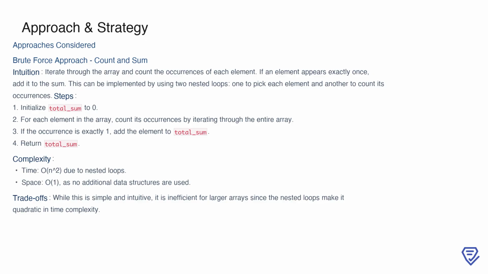While this method is easy to understand and implement, it comes with a significant trade-off. The nested loops result in a time complexity of n squared, which makes it impractical for larger arrays. However, it does have the advantage of requiring no additional data structures, so its space complexity is 1. Ultimately, this simplicity comes at the expense of efficiency for larger datasets.